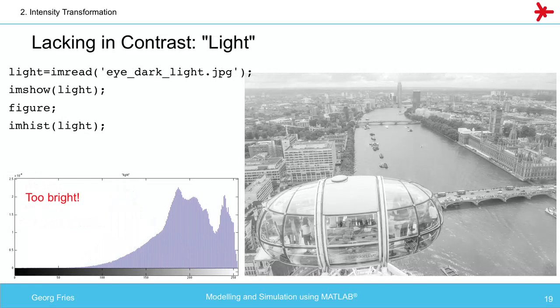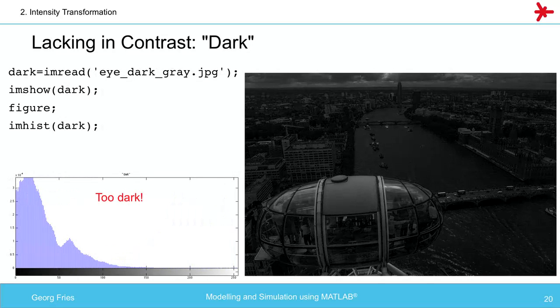In this image, most pixels are located in the bright end of the grayscale. The image is too bright and it is lacking in contrast. Here, most pixels are located in the dark end of the grayscale. This image is too dark and it is lacking in contrast.